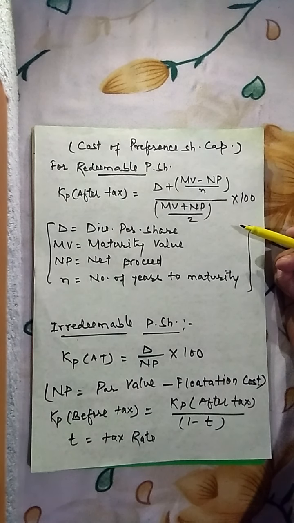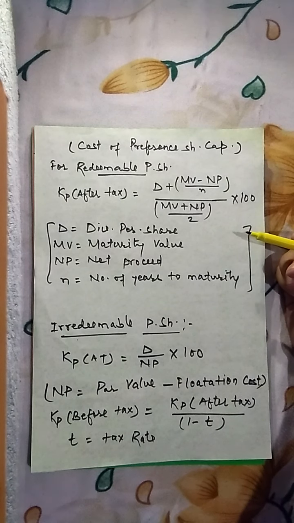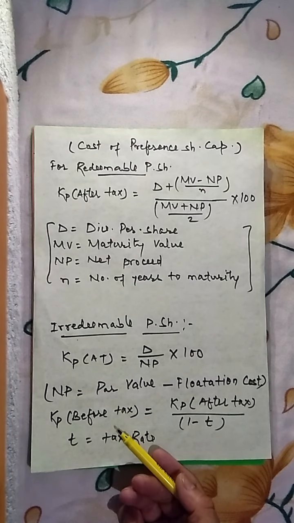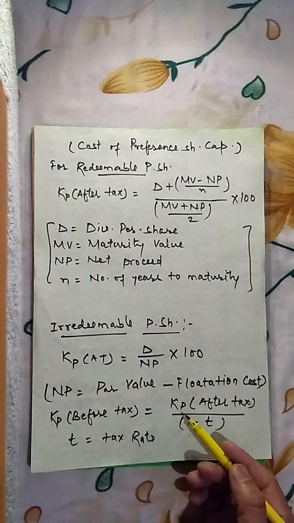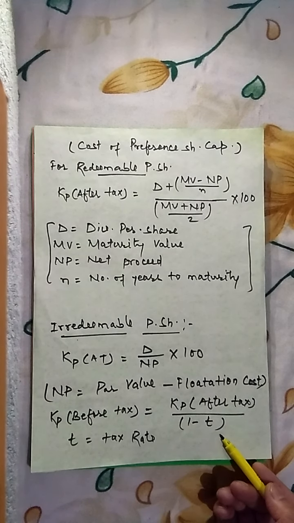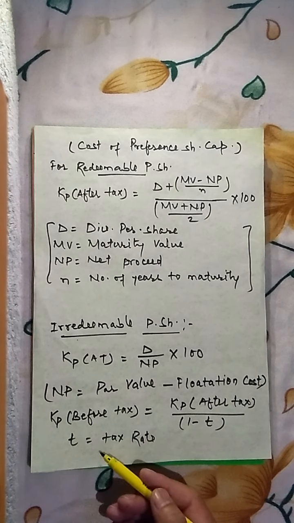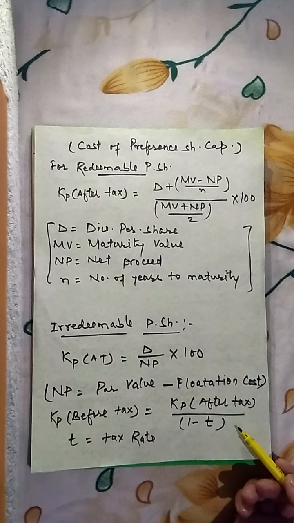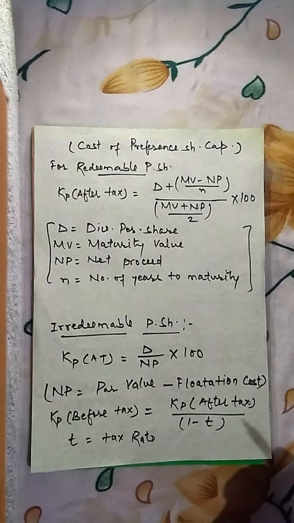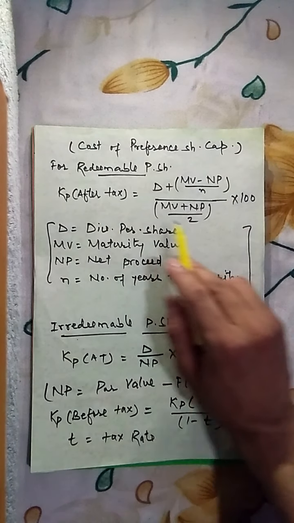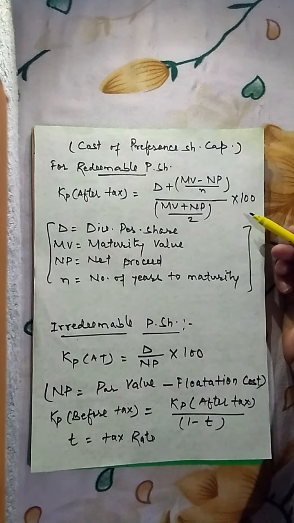But in case in questions you have been asked to calculate the cost of preference share capital before tax also, then we can calculate that by dividing the cost of preference share capital after tax by 1 minus tax rate. Here T stands for tax rate. So if we need to calculate before tax cost, then we can calculate it by using this formula. And for calculating after tax cost of preference share capital for redeemable preference shares, we use this formula.